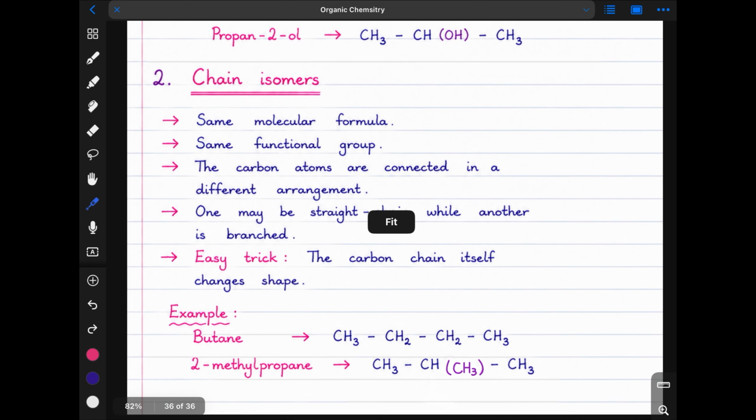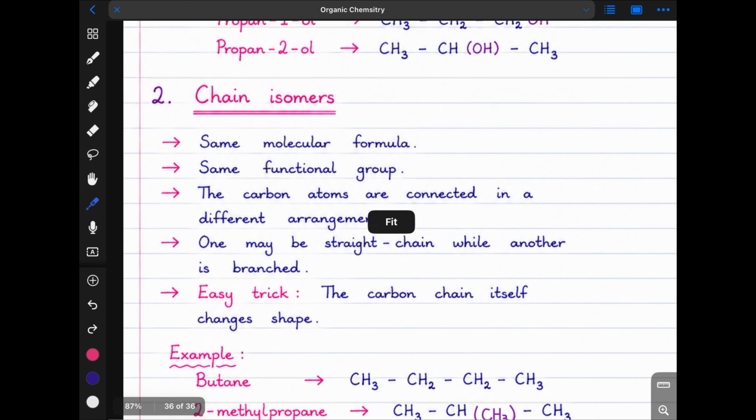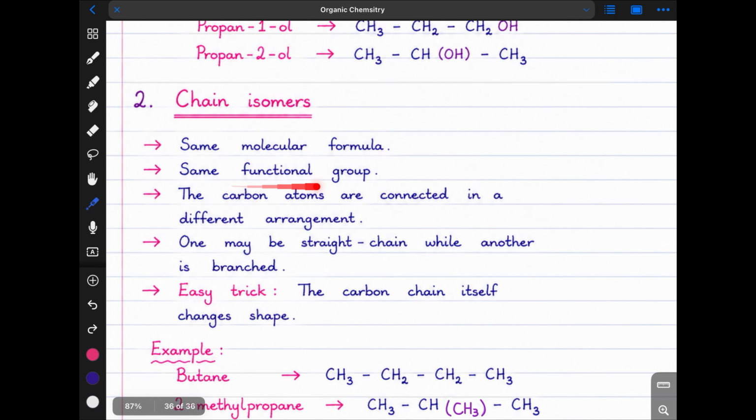Now let's talk about the chain isomers. So the first and the second point is similar to the positional isomers. The third point actually differs the chain isomers from the positional isomers. It says that the carbon atoms are connected in a different arrangement. So yes, this means that the carbon atom itself is changing its position to form a new branch. And the fourth point is saying that one may be straight chain while another is branched.